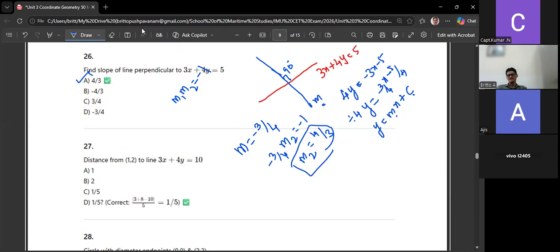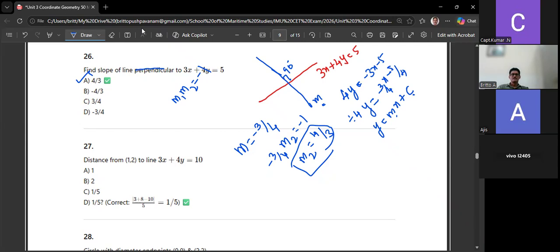Do you understand? Okay. So remember this concept, I already taught you. When two lines are perpendicular, the product of the slopes equals minus 1. When two lines are parallel, the slopes are equal. Suppose they ask to find the slope of a line parallel to this, then we get the same slope for the parallel line also. When two lines are parallel, slopes are equal. But here they are perpendicular, so you use the formula m1 into m2 equal to minus 1.